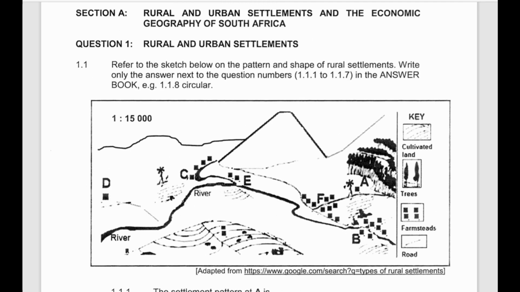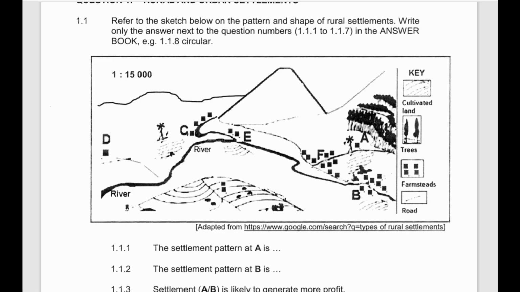Right, let's start with our first question on rural and urban settlements, which is question number 1. With question number 1.1, refer to the sketch below on the pattern and shape of rural settlements. Write only the letter next to the question numbers 1.1.1 to 1.1.7.